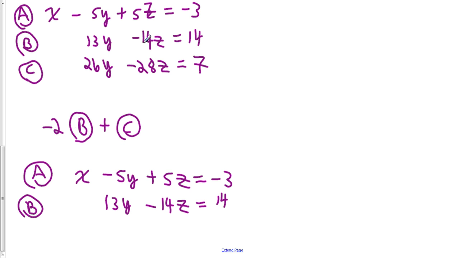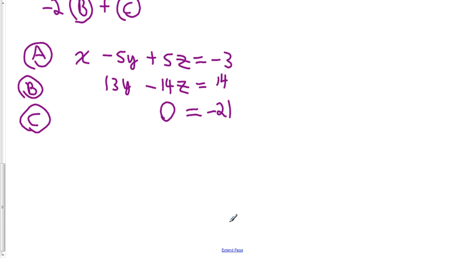Negative 2 times negative 14z is positive 28z, plus negative 28z gives me a 0 for the left-hand side. So the left-hand side of this bottom row, row C, becomes 0. Let's see what the right-hand side is. 14 times negative 2 is actually negative 28, and negative 28 plus 7 is negative 21. So take a look at that bottom row.